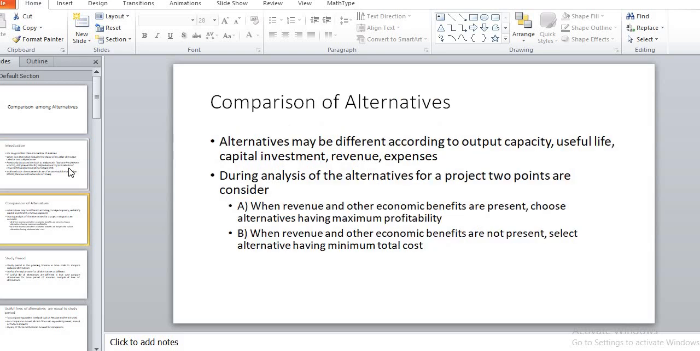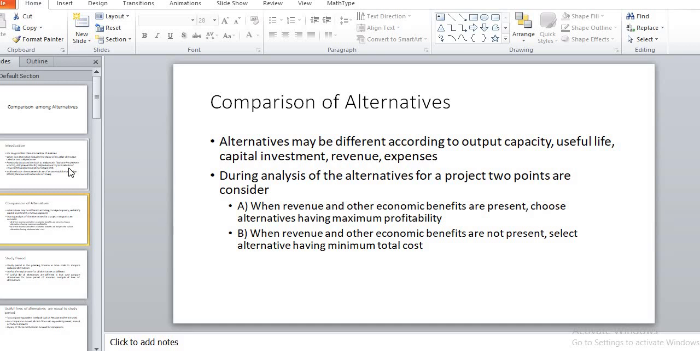Now there are two cases. These comparisons are based on their output capacity, their useful life, their investment, their revenue, and expenses. On the basis of these criteria we compare the different projects, and by comparison we select a suitable project for our problem.